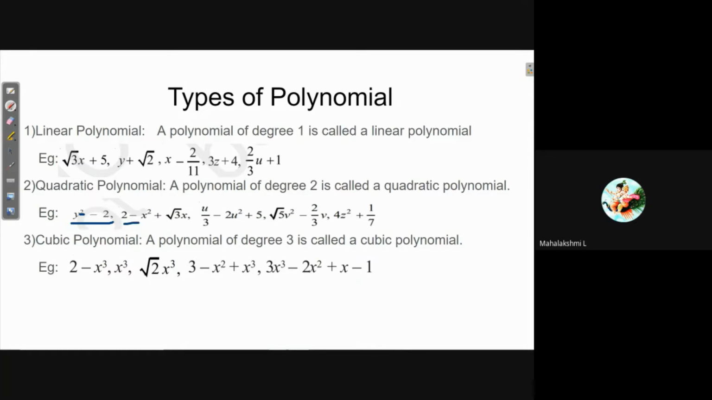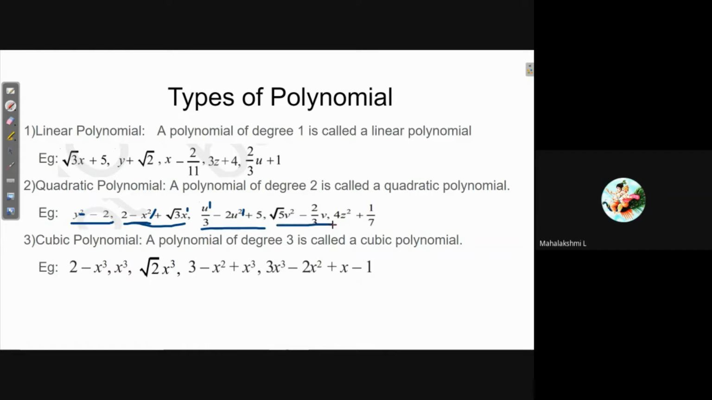Here, 2 minus x, again for x, 2 is the power of x. Again, 2 is the highest power for the whole polynomial and hence its degree is 2. I'm so sorry. Here, x to the power 1 and 2. We have 2, but 2 is highest and the degree is also 2. And u by 3 minus 2 for this. u power 1 and u power 2. The highest power is 2 and hence the degree is 2.